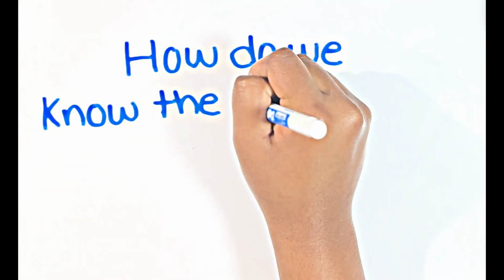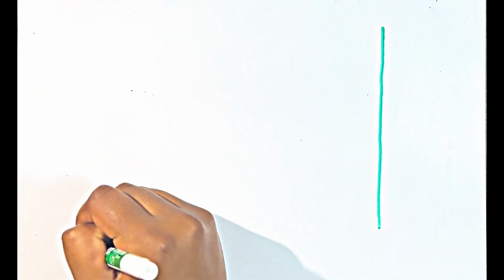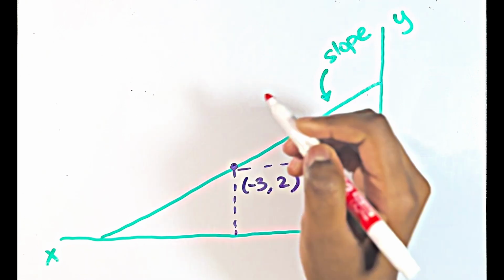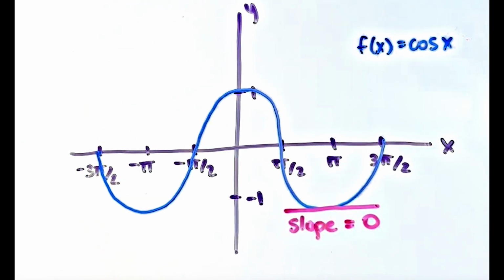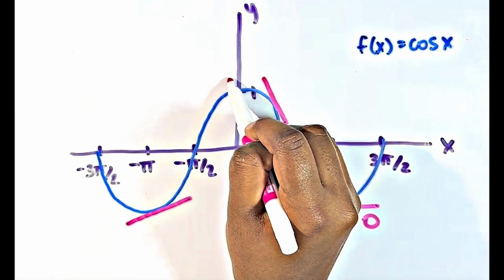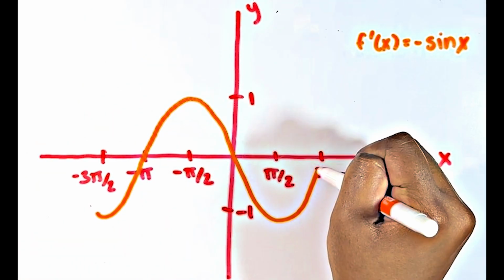But how do we know the coefficients of x to the third, x squared, and x respectively? This is where derivatives come in, or the process of finding the instantaneous slope at a specific point. Looking at the graph of cosine of x, we can visually see what derivatives are by drawing tangent lines at x values. If we were to do this at every x value, we would get the derivative of cosine of x, which is negative sine of x.